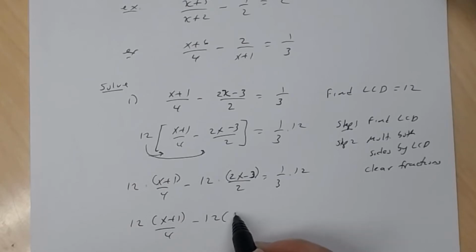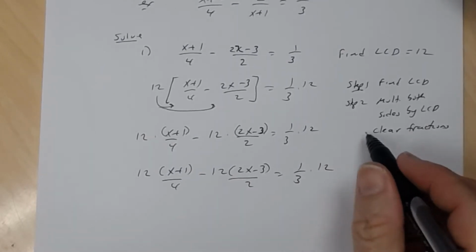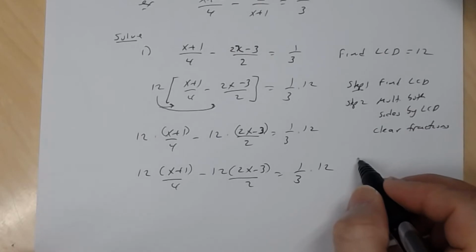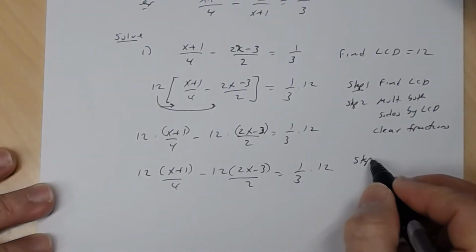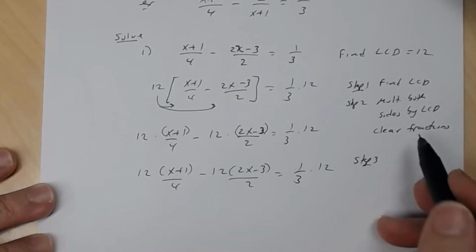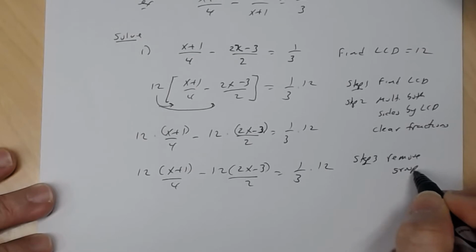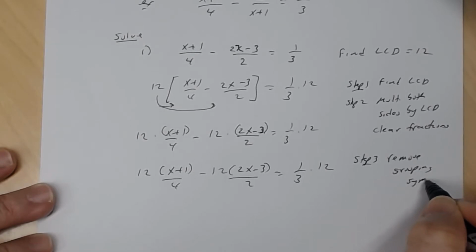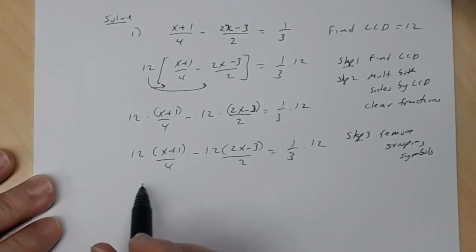Minus 12 times (2x minus 3)/2 equals 1/3 times 12. All right, now I'm going to the next step, so multiply both sides by the LCD. So what we did at that point, step 3, was remove grouping symbols. Remove grouping symbols at this point.